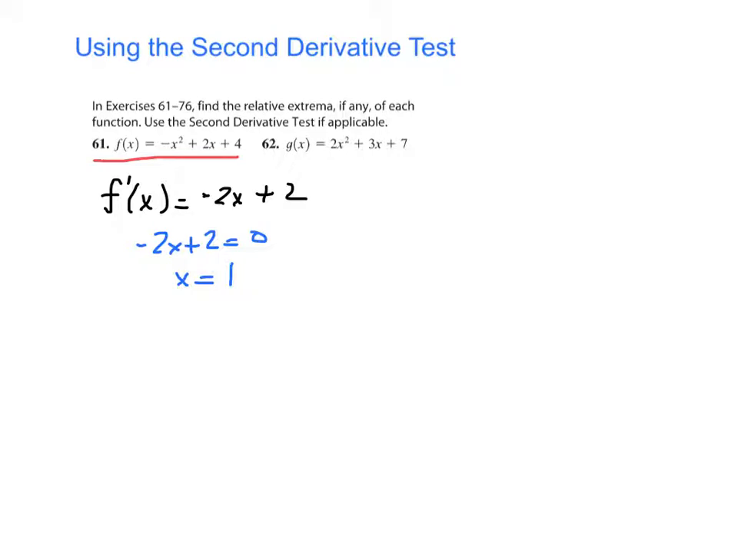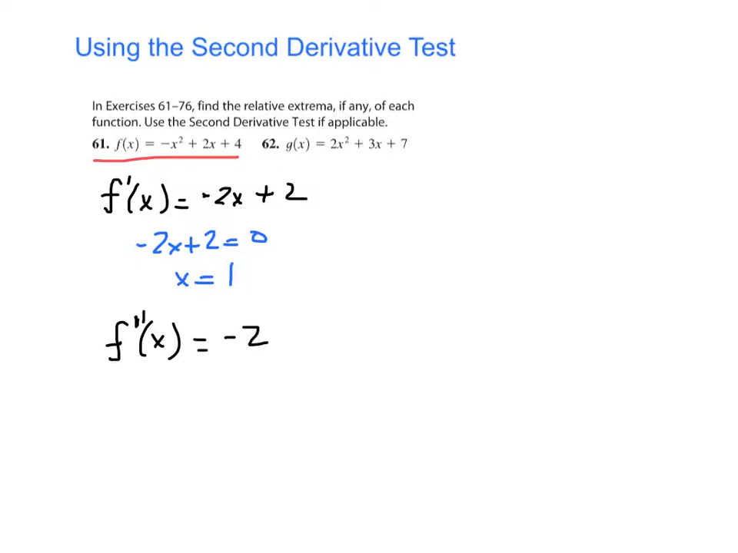Now here's where the second derivative test comes in. We don't necessarily have to make a sign diagram like the first derivative test. We can simply find the second derivative, f double prime there. And the second derivative is just negative 2.